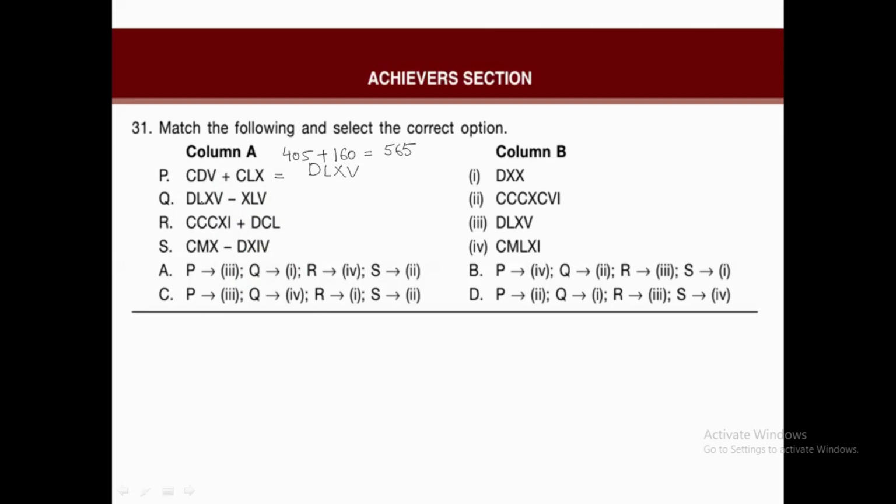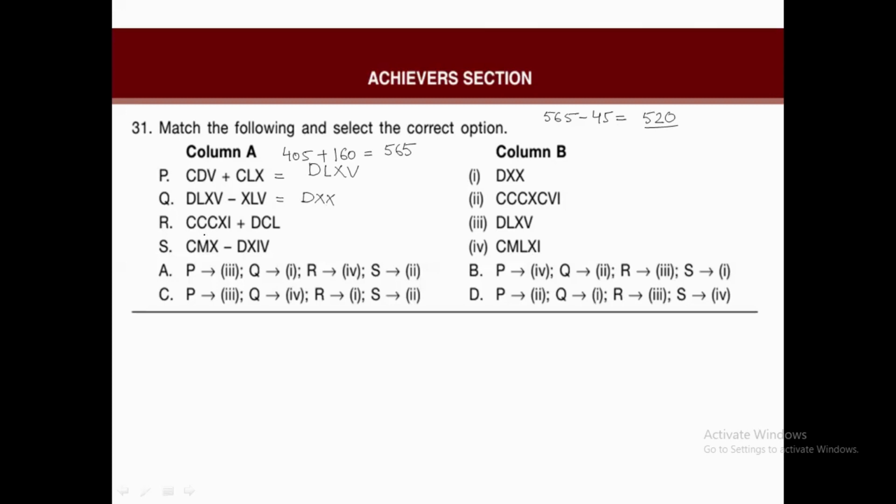Okay, now let's move on to the next one. The next one is DLXV, where D means 500 and L means 50. So we need to add them. What are we getting? 565. And then we need to subtract XLV from it. XLV means 45. When we subtract 45 from 565, what are we getting? 5 minus 5 is 0, 6 minus 4 is 2, and 5 will remain. So 520. How do we write 520? DXX.